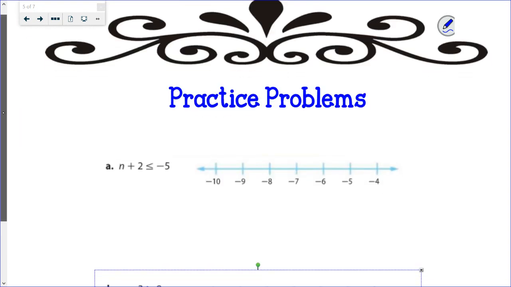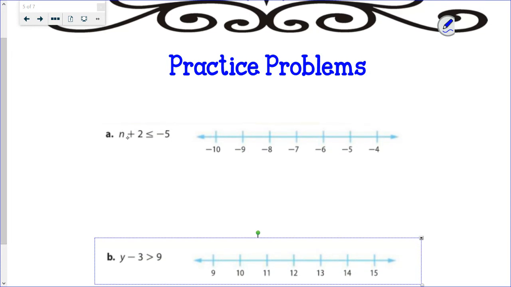Okay, so our practice problem number 1: n plus 2 is less than or equal to -5. So we subtract 2 from both sides, and we get n is less than or equal to -7. So we go to -7, it's a closed dot, and n is less than or equal to.